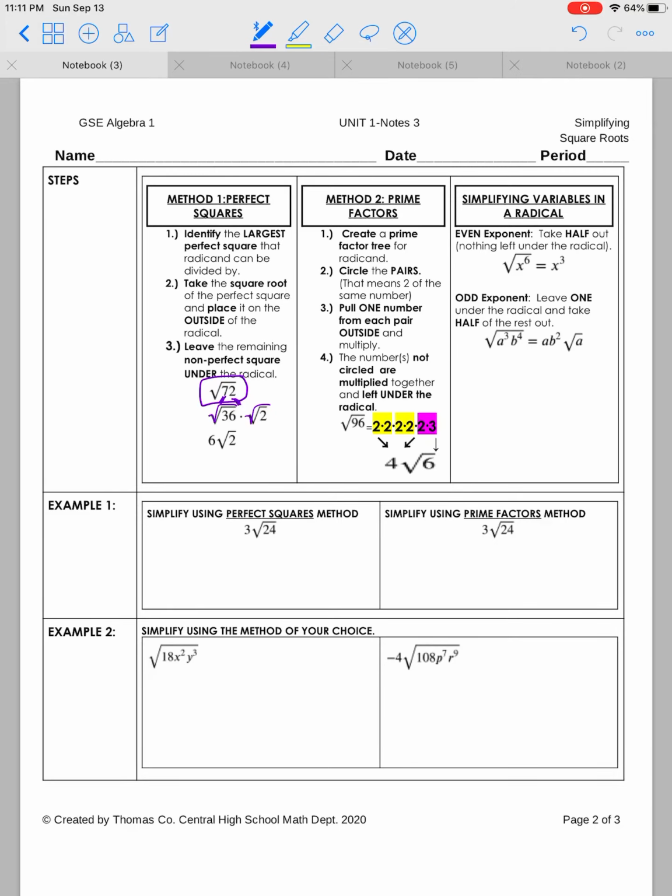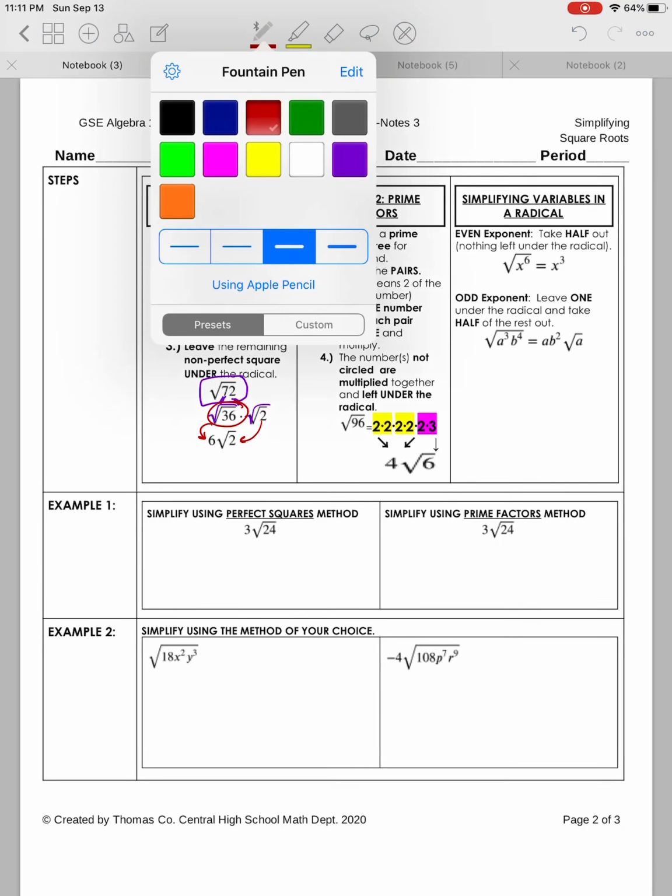Now, one of these is a perfect square. My perfect square is the square root of 36. So what times what gives me 36? That gave me the positive 6. The square root of 2, 2 is not a perfect square, so it stays under the radical.